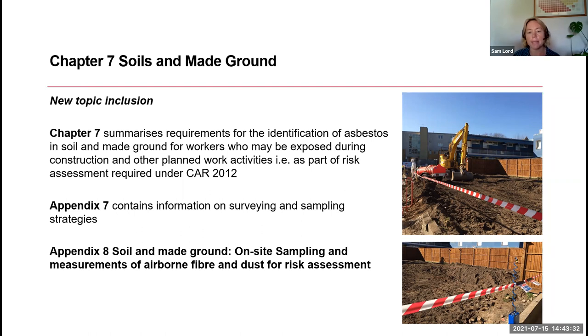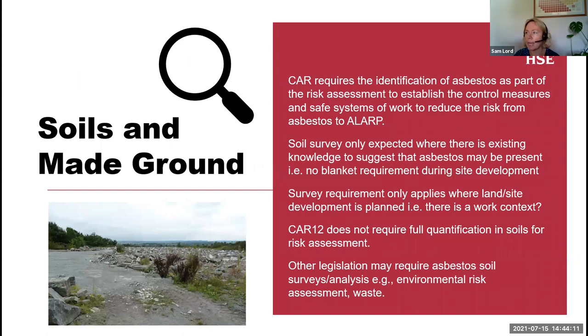And also there's this Appendix 8, which relates again to soil and made ground, but this is to do with the on-site sampling and measurements of both airborne fibres, but also dust, because certainly when you're doing contaminated land work, if you've got a very dusty site and you've got asbestos in it, then it's important to very much control the dust by using dust suppression. That's always needed when you're doing asbestos remediation of contaminated soils. So there's some information about sampling strategies and particularly to do with contaminated land sites there.